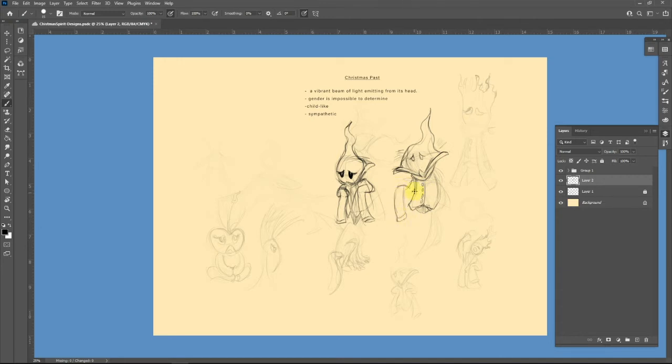Are you tracing anything? No, you're just using your imagination. Just using my imagination, no photo reference. Imagination.